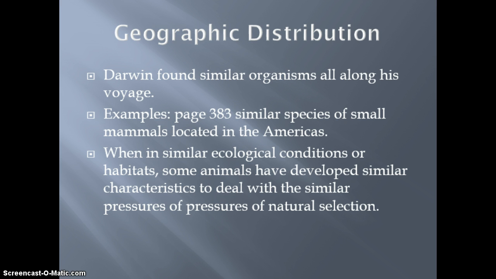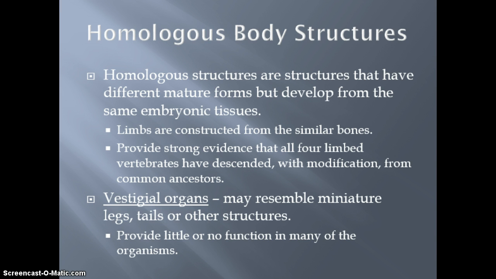The other piece for this is the homologous body structures. So looking at structures that maybe have different mature forms but develop from the same embryonic tissues. And this is in the sense of limbs. Limbs are constructed from similar bones. They might appear differently in different organisms, but they're actually constructed of similar bones. And it provides strong evidence that all four-limbed vertebrates have descended with modification from common ancestors.